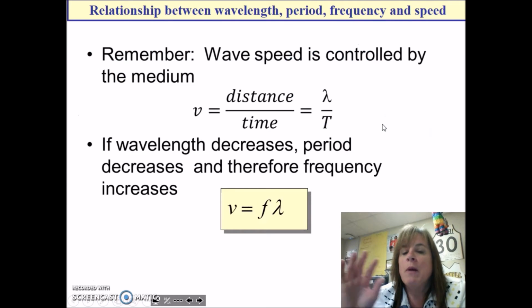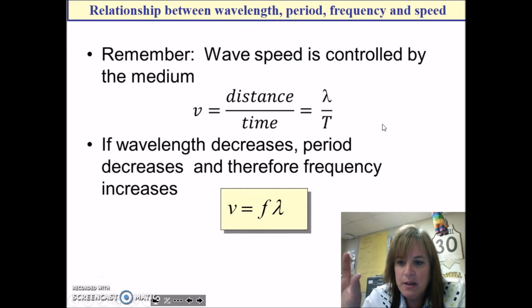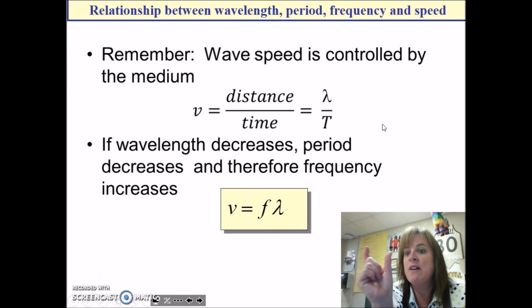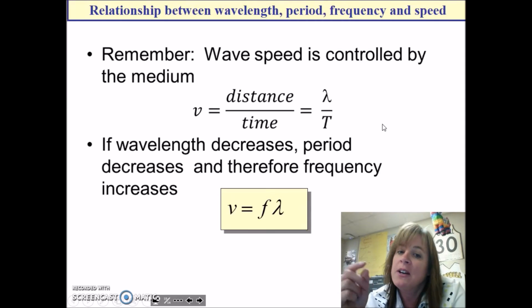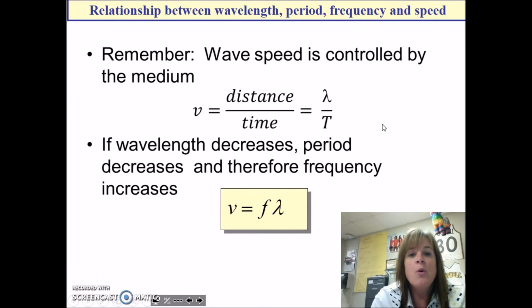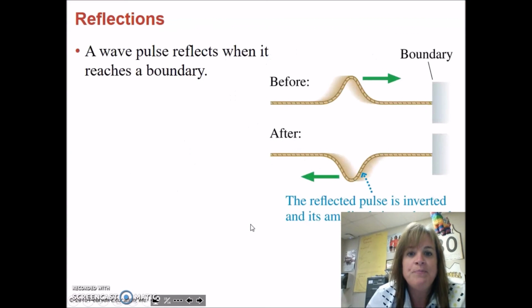Now, remember that wave speed is controlled by the medium, but we can think of wave speed, speed being distance over time, the distance being a wavelength traveled in one period. And if the distance is a wavelength and period is the time to move one wavelength, we get our speed, and period is the inverse of frequency, we can derive this equation that the speed of a wave is the frequency times the wavelength. I like to call this the velocity is for lambda equation, and it's one of the given equations on your equation sheet.